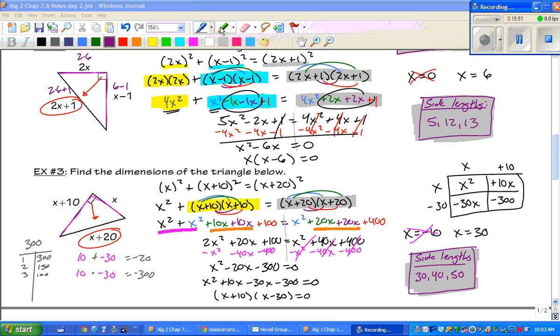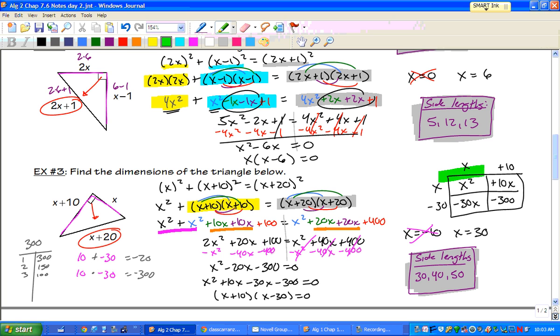Okay, now if you can tell, I did the box method over here, so you can see exactly how we factored that out. We can't have a negative 10 length, so x is 30. And then that's how we get all those answers. Okay, so you plug in 30 over here by your triangle, and that's how we got those numbers.